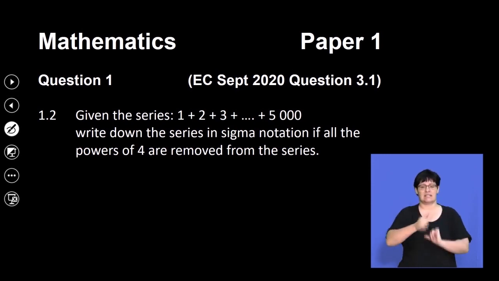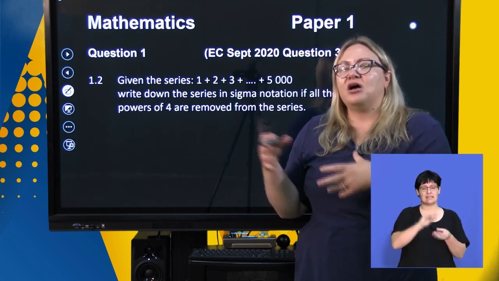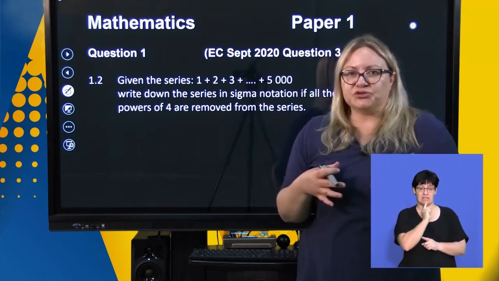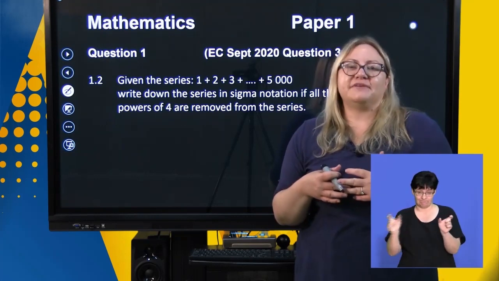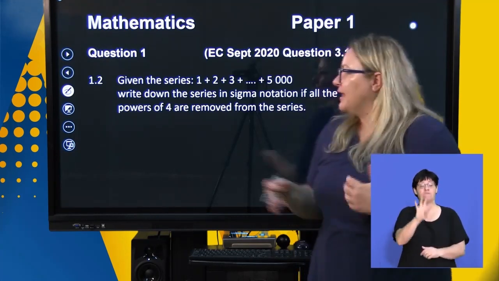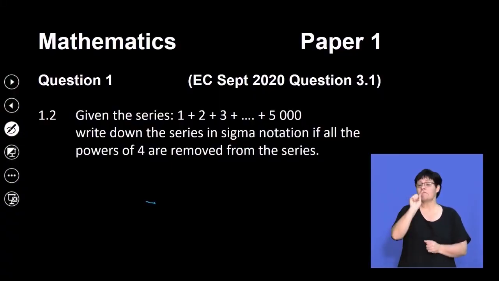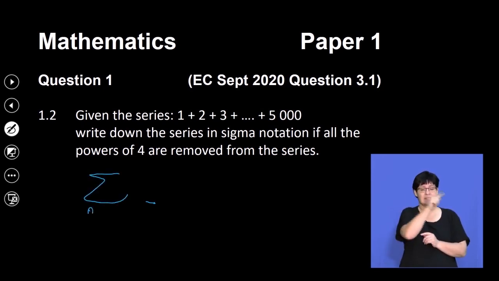Okay, so we're going to have to do this in two parts. We're going to have to find the sum of the first 5,000 natural terms, and then from that, we're going to have to subtract all the powers of 4. So let's first write just the 1 plus 2 plus 3 plus and so on, all the way to 5,000 in sigma notation. So that's going to be the sum as n equals 1 all the way up to 5,000 of n.